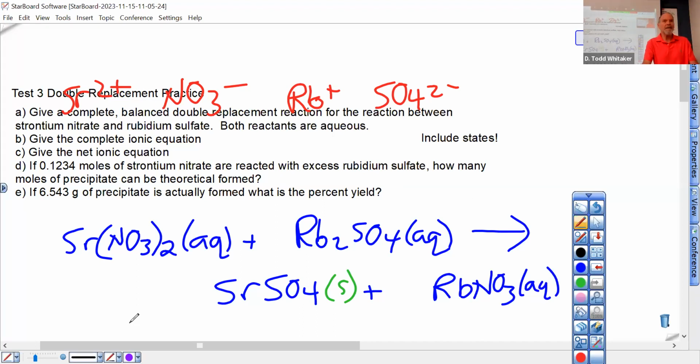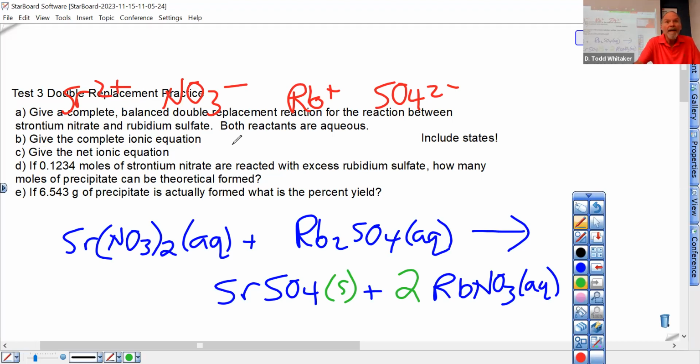So now we balance. Strontiums look good, don't they? Nitrates don't look so good. NO3s. What's the quick fix? Put a 2 in front of which one? RbNO3. And does that finish everything? It does. The two rubidiums also fix the two nitrates. We win. No, we were doing the nitrates. It also fixed the two rubidiums, whichever way you want to talk about it. So nice. Give complete ionic equation.